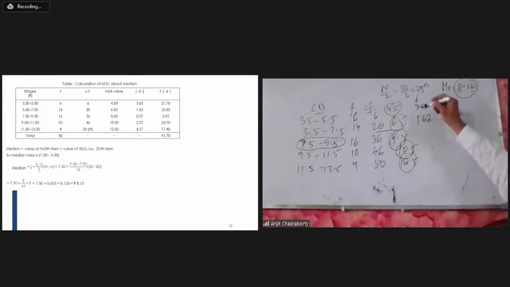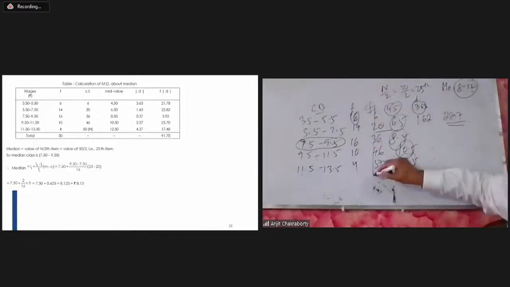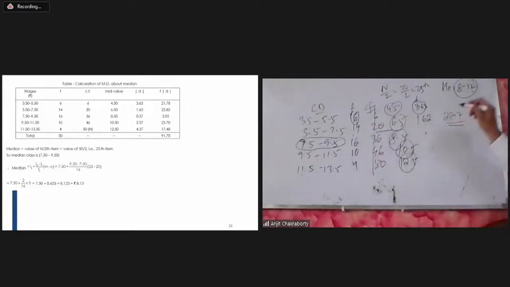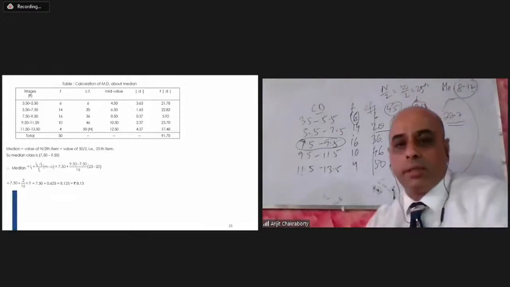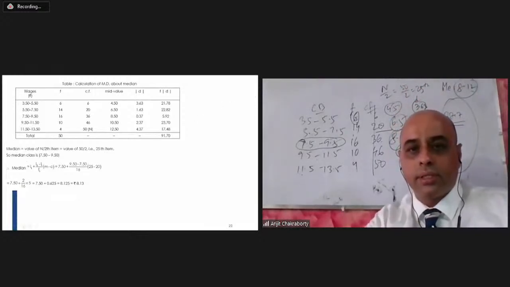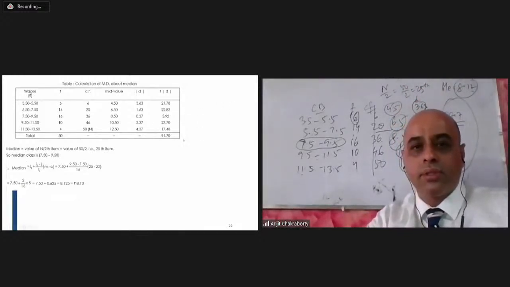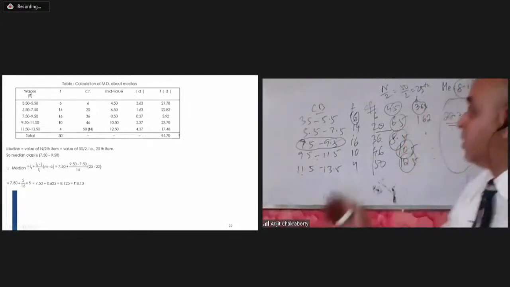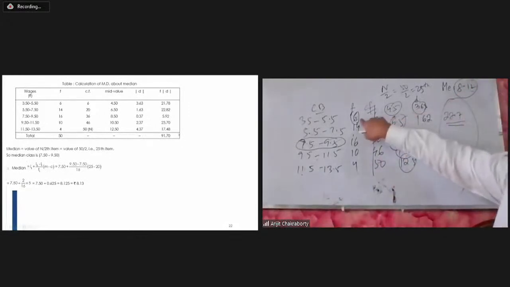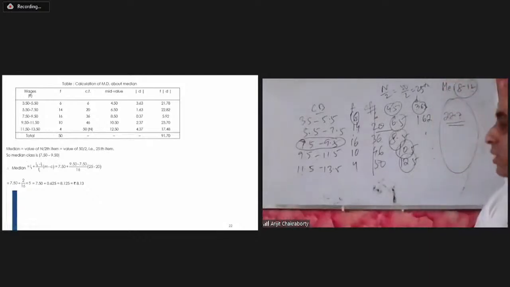So you multiply each of these deviations, 3.63 into 6. Don't take the cumulative frequency, only the individual frequency. 14 into this, 16 into this. So you will get the total in this way, which you can see on the right hand side, the last column. Like 3.63 we have got here, and the frequency is 6. So 6 into 3.63 comes to 21.78.